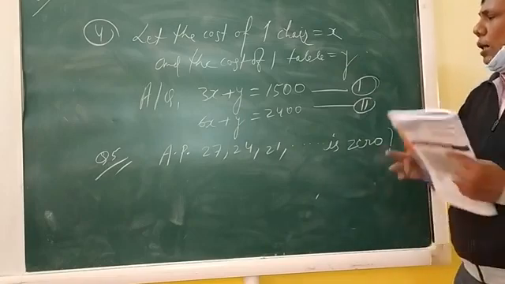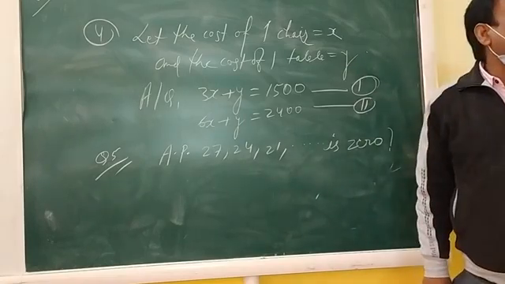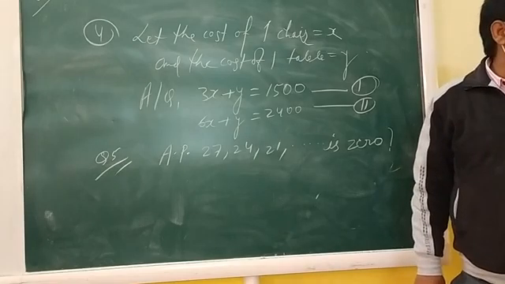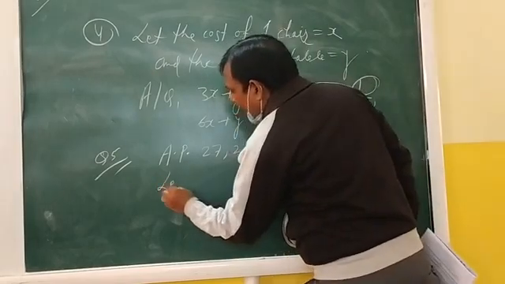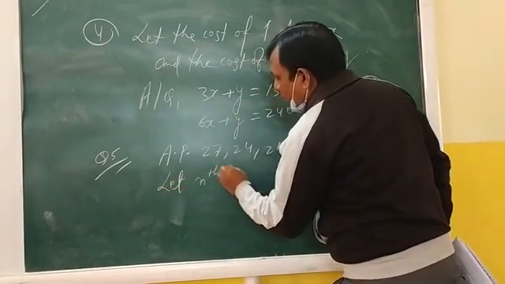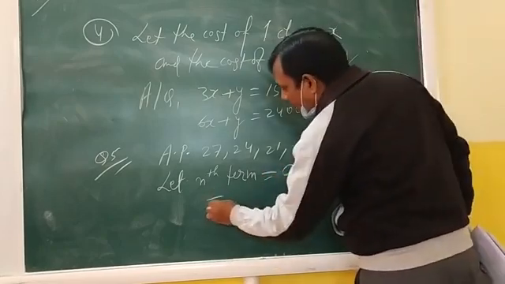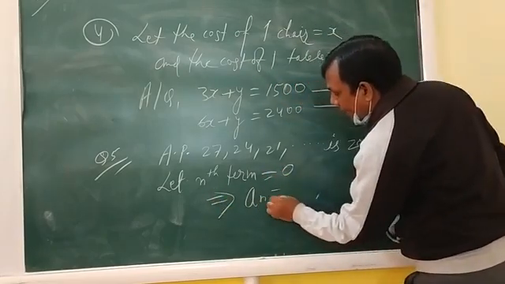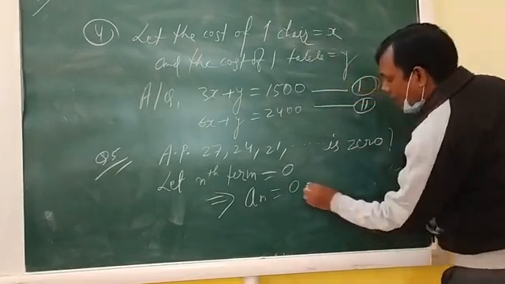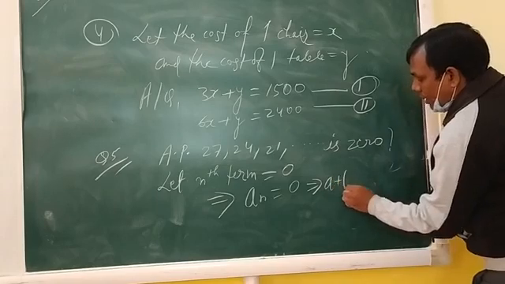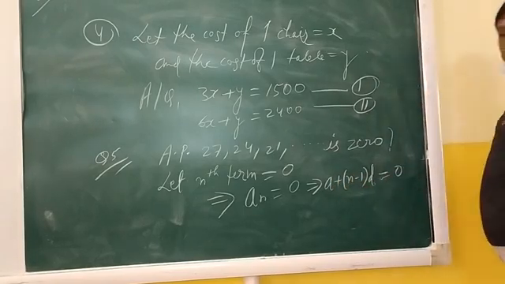Right? So what will we do? You have to write that let the nth term be 0. So write let nth term equal to 0, which implies an equal to 0. And what is the formula for an? You know, a plus n minus 1 into d equal to 0.